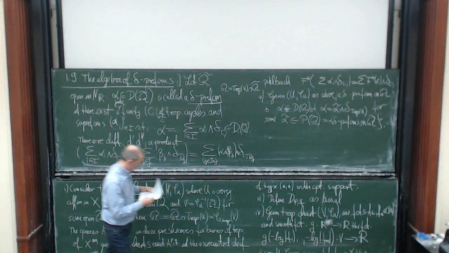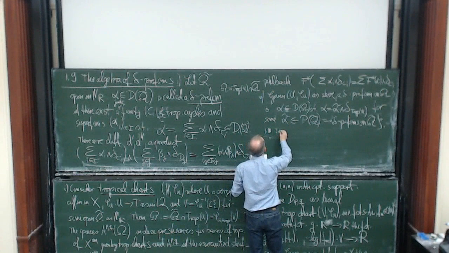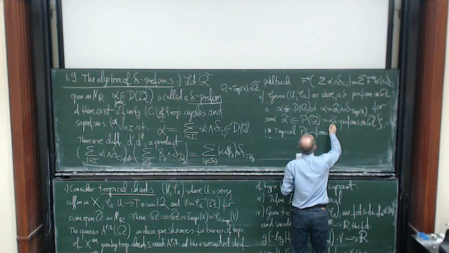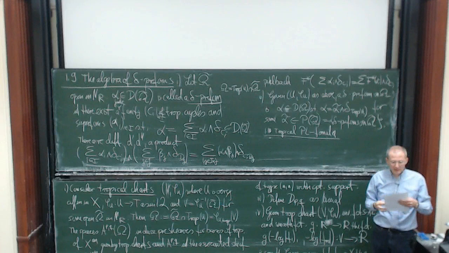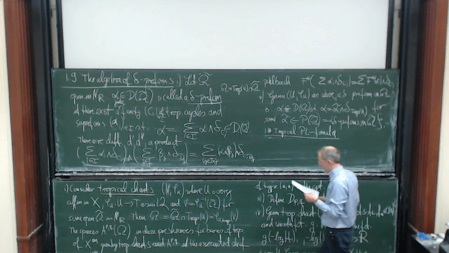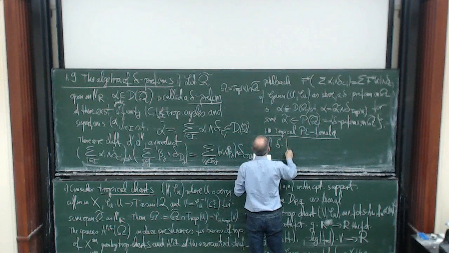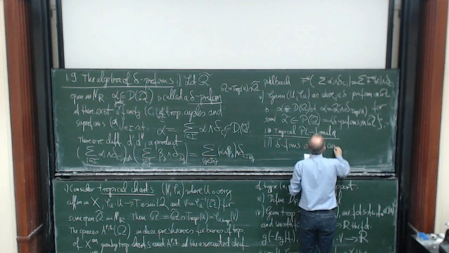There is a tropical Poincaré-Lelong formula, which I will not write because I have no time, but you get somehow the same statement as in the classical sense, but now for these tropical cycles. Instead, let me tell you now how you are going to generalize this. Delta forms and delta currents.